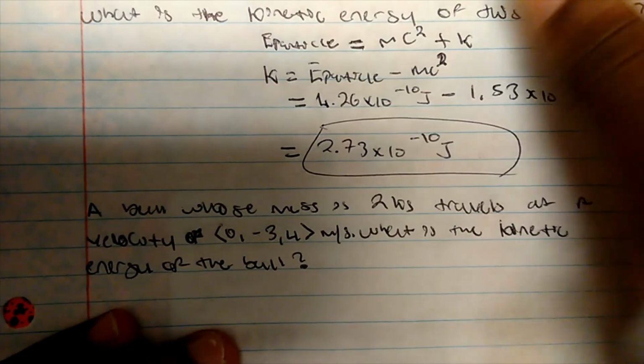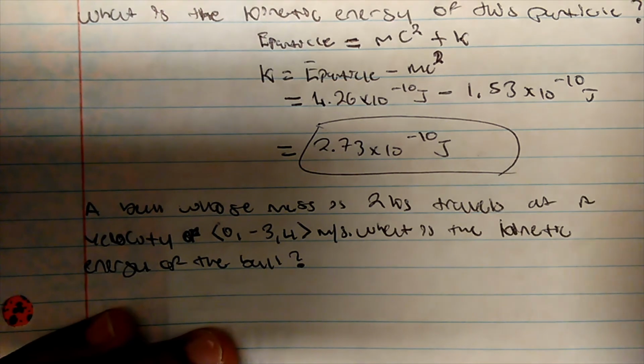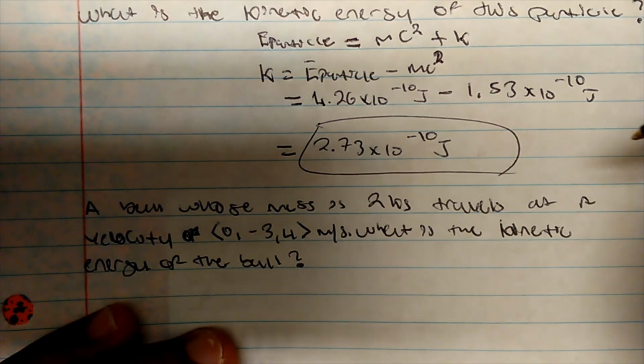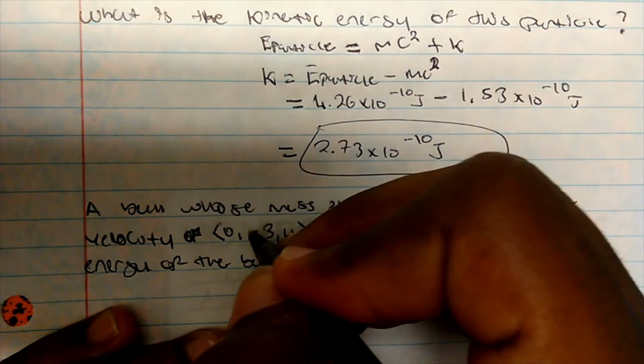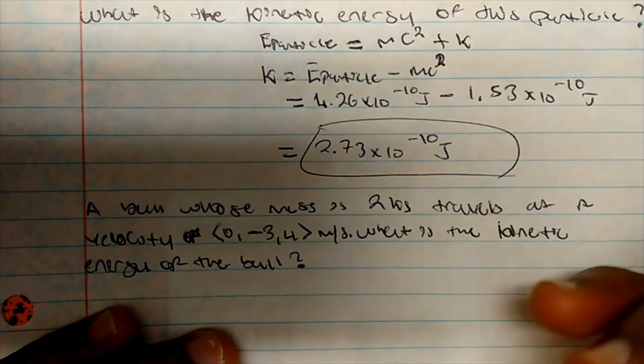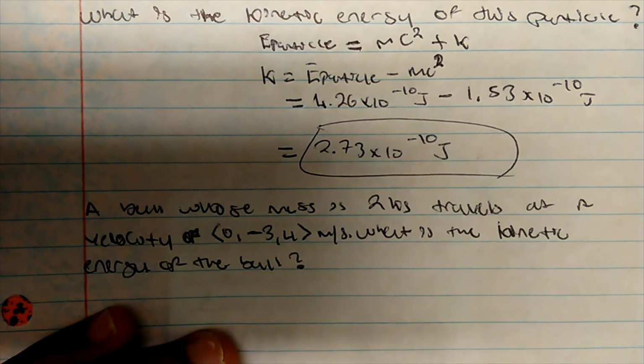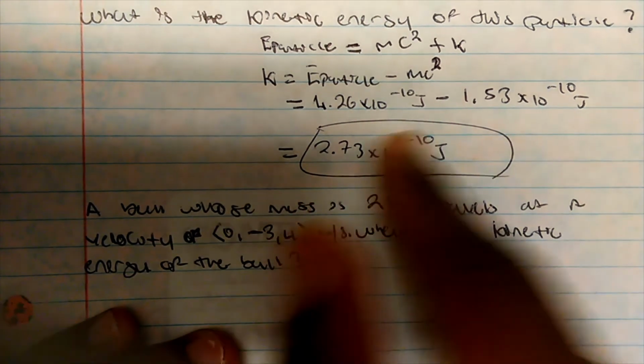Now, I want to point out something important here. What if we're given a problem like this? It says a ball whose mass is 2 kilograms travels at a constant velocity of 0, -3, and 4 meters per second. What is the kinetic energy of the ball? Well, remember this, okay? Do not make this mistake. The kinetic energy of a particle is 1/2 mv squared. Notice that anytime we talk about energy, we talk about joules.